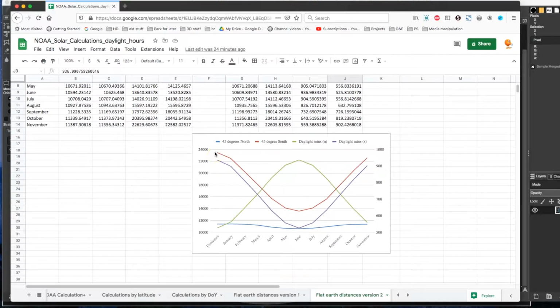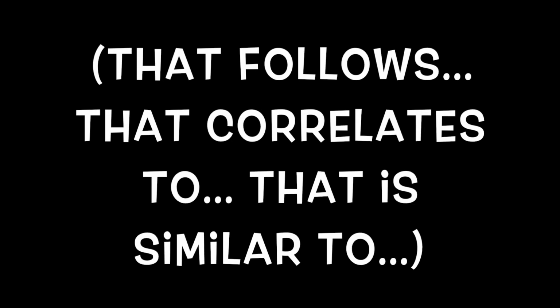At 45 degrees south, the distance to the subsolar point of the sun is almost 24,000 kilometers, and then reduces to just under 14,000 kilometers, and then goes back up again. And that mirrors the daylight minutes.